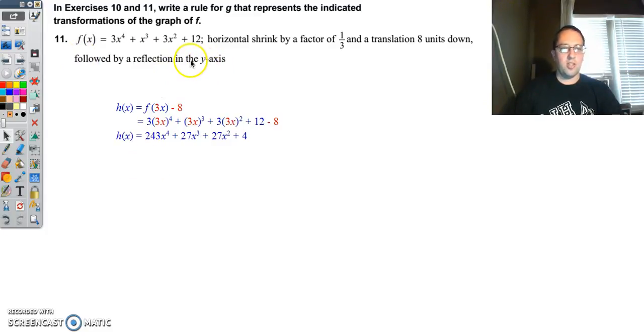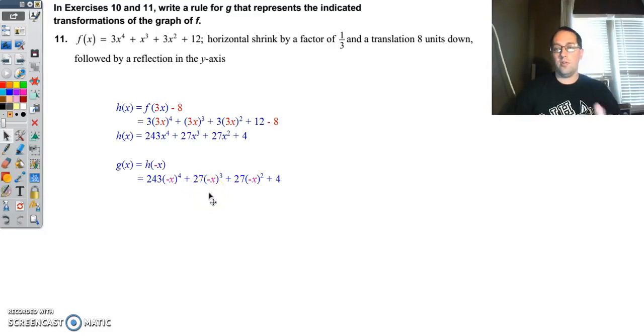So that's just a reflection. It's a negative. It's in the y-axis, so that's a horizontal move. So it's just to the x. All right? So we're just going to take all these x's, and we're going to make them -x. So that's easy enough. There it is. Now remember, this does not just change all of your signs, because if you have -x to the 4th, that's still positive. -x to the cubed, though, that is negative.